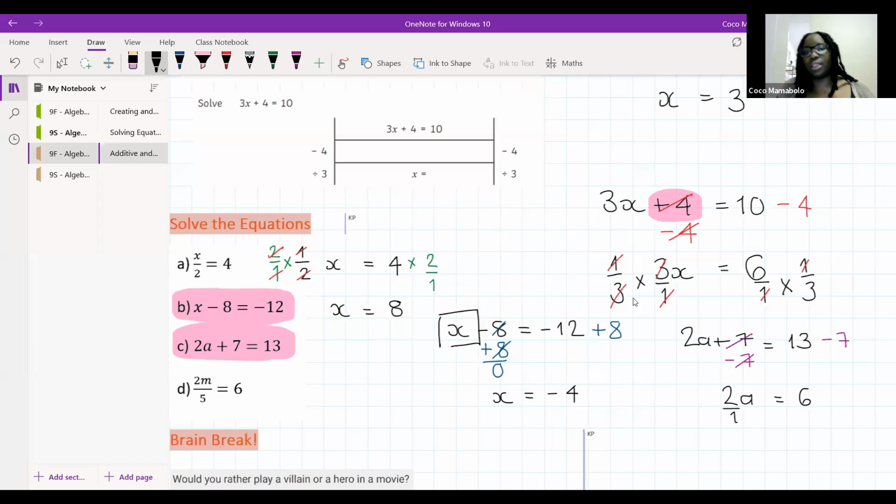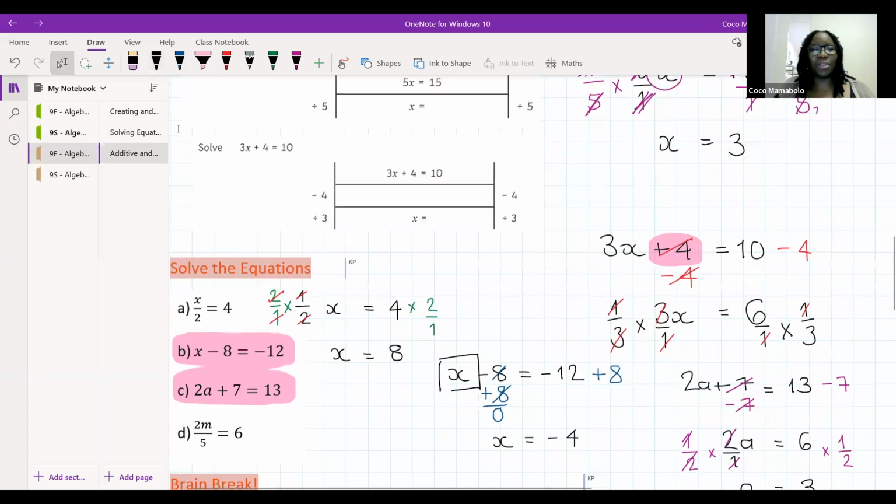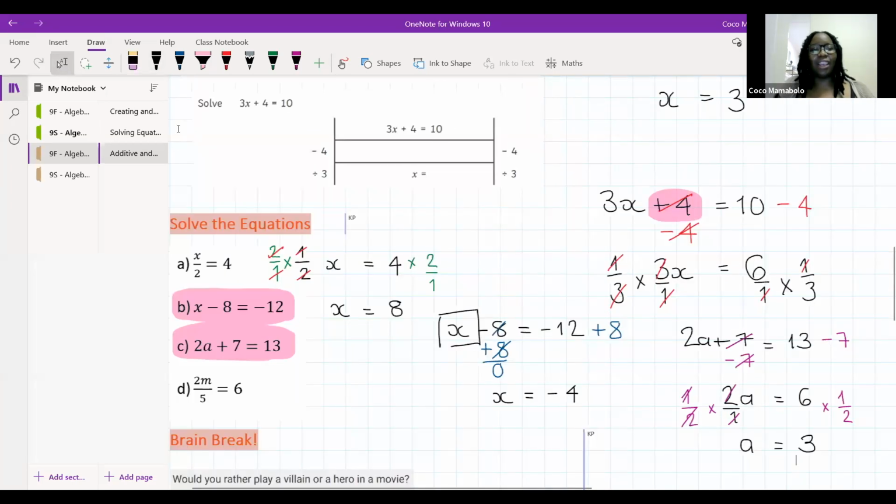Good. Okay, this is 6. And then we're going to multiply by 1 over 2. And if I do it on this side, I must also do it on the other side. Excellent. Now this will cancel and this will cancel. And then I've got a is equal to 3. Beautiful. Just music to my ears. Very well done. Thank you. Awesome. Okay, love, love, love it.